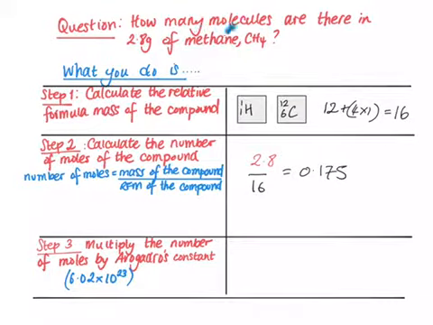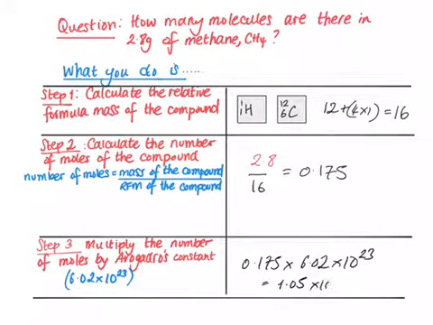Finally, to work out the number of molecules there are in 2.8 grams of methane, which is the same as 0.175 moles of methane, you multiply the number of moles you get, which is this one, by Avogadro's constant. So we say 0.175 times 6.02 times 10 to the 23, and that gives you the answer 1.05 times 10 to the 23, which means that in 2.8 grams of methane you have 1.05 times 10 to the 23 molecules.